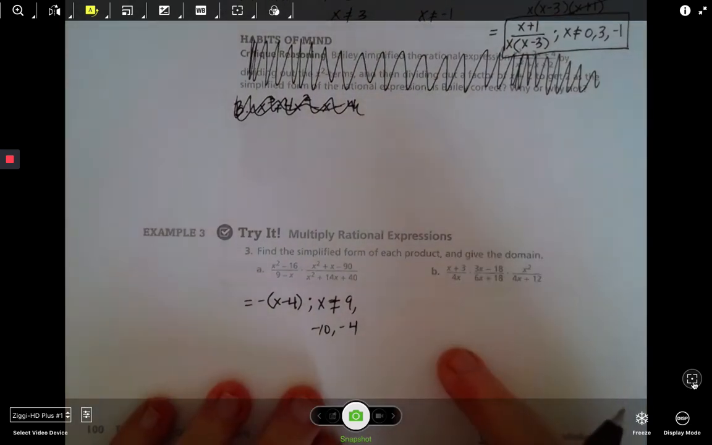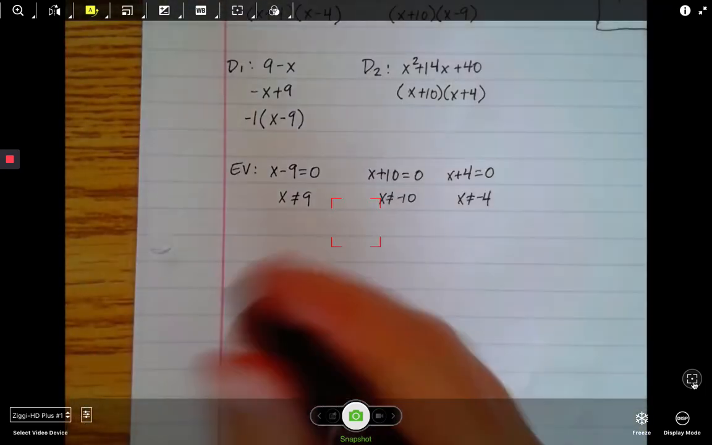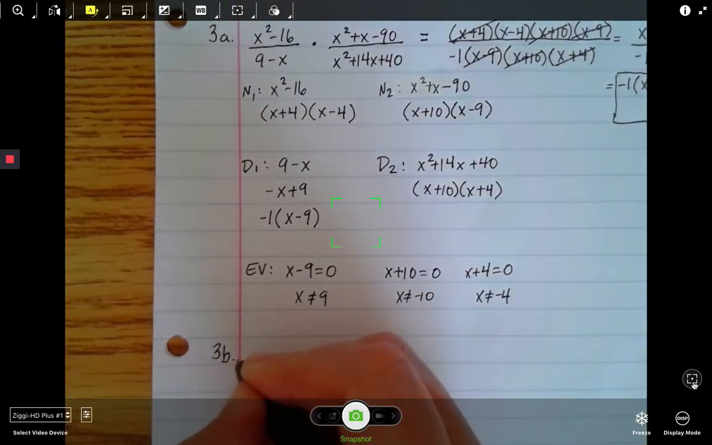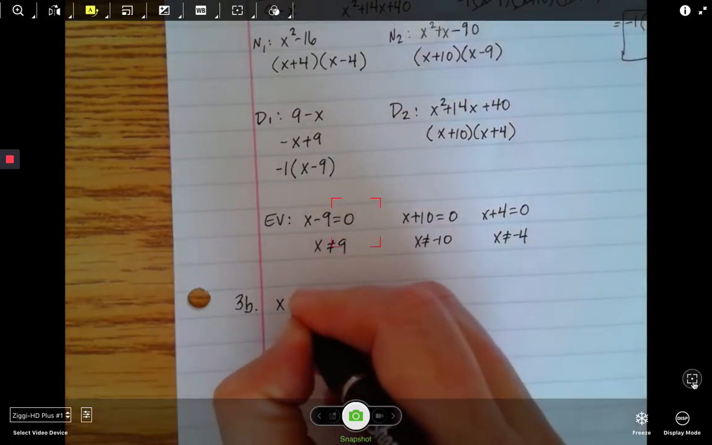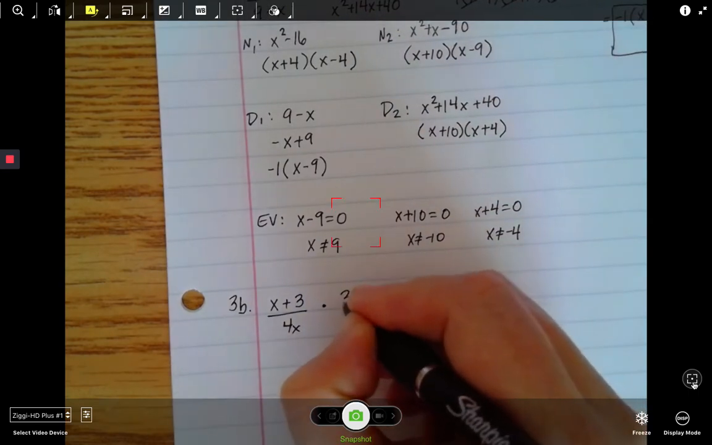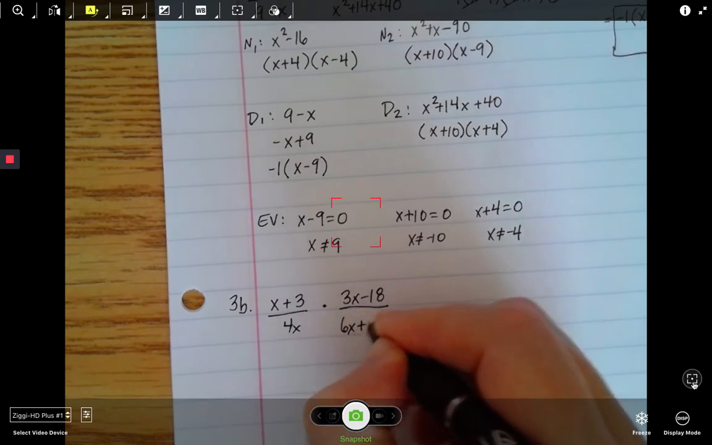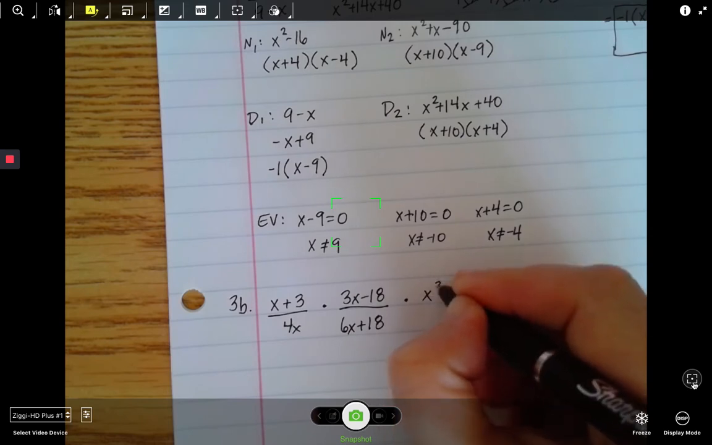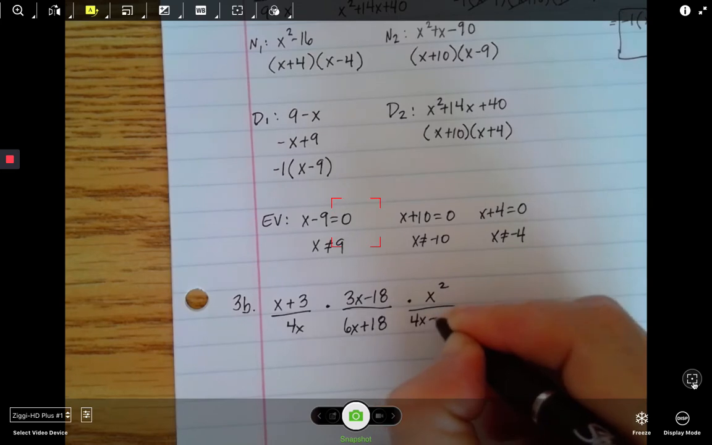All right, now we're going to work 3B on notebook paper as well. That one is x plus 3 over 4x times 3x minus 18 over 6x plus 18 times x squared over 4x plus 12.